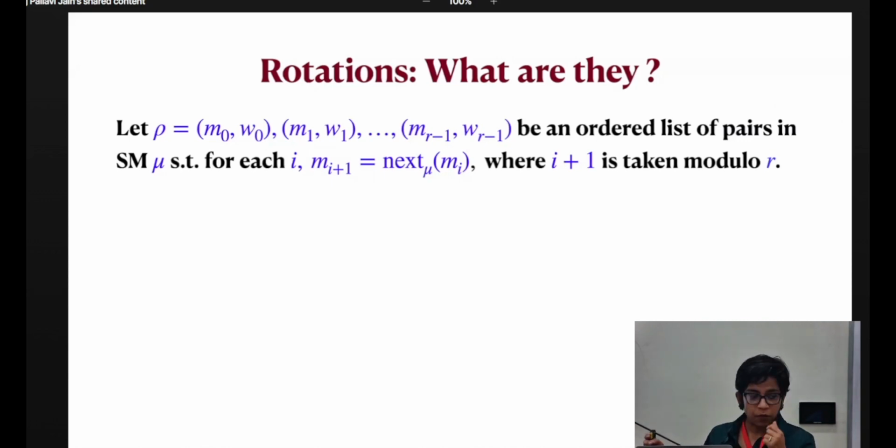W2 is M1's successor. Therefore, M2 is M1's next, and so on. You do this until this whole thing comes back to where you started, or at least one of the pairs repeats itself. Okay? So this next and successor property, if it allows you to find a cycle, if there exists a cycle, then that is a rotation. Is it clear?